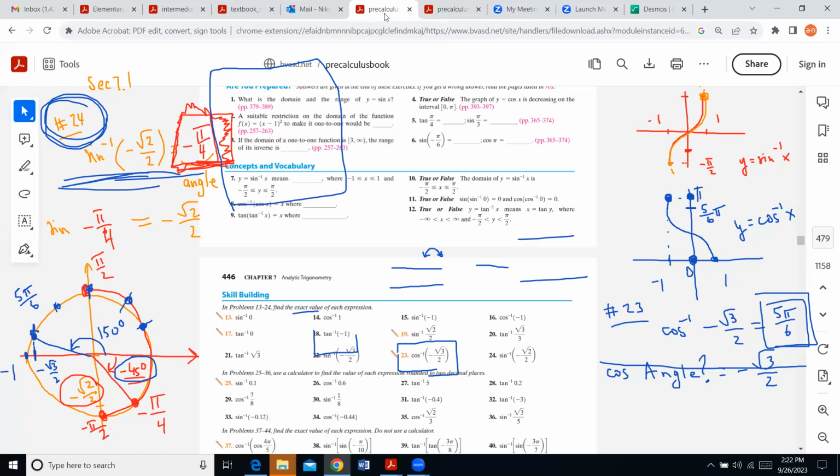How about problem number 29, with something that is actually more common, because dealing with these specific numbers like square root 2 over 2 or square root 3 over 2, that's pretty rare. In real life, we have all kinds of numbers around us. So something like arc cosine of 7/8 is definitely more likely compared to something like square root 3 over 2. And this kind of problem can only be done with a calculator. And that's exactly what they tell you.